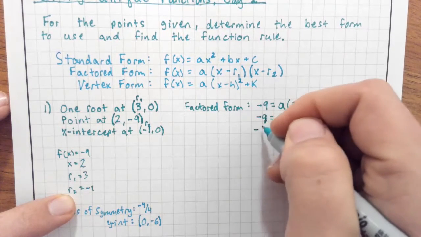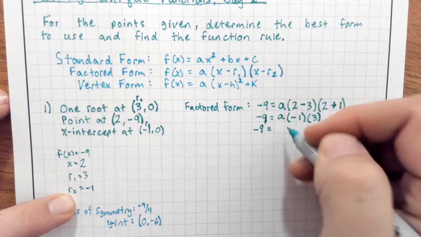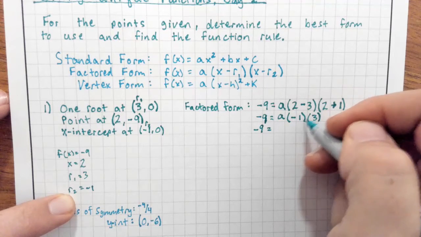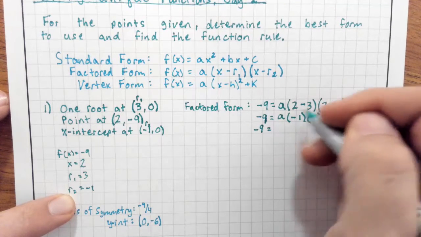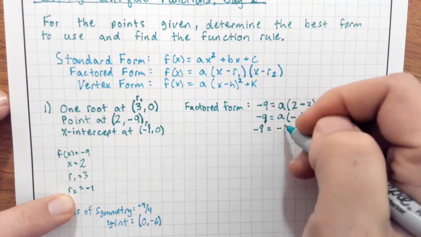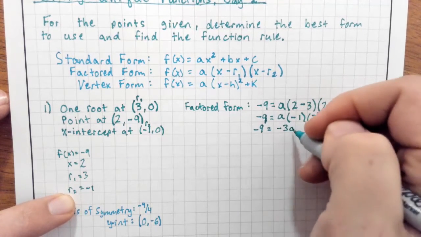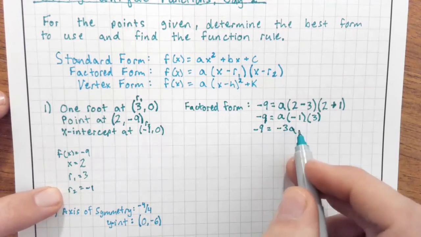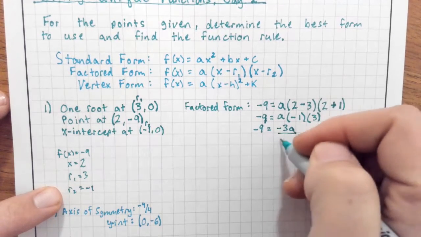I'll keep on simplifying this. So a times -1 times 3. Very easy way to rewrite this would just be 3 times -1 is -3, and then multiply it by a. So one last step to solve for a here. I'll divide by -3 on both sides.